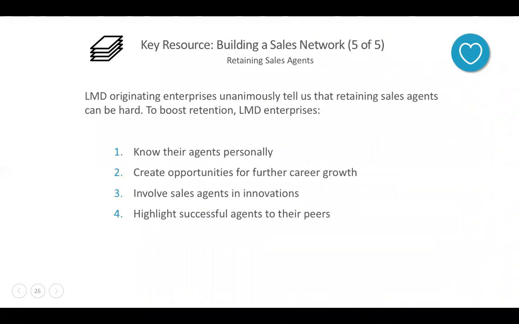The last topic in building a sales network is retaining sales agents. LMD enterprises unanimously tell us that retaining sales agents can be hard. To boost retention, LMD enterprises know their agents personally, create opportunities for further career growth of their agents, involve sales agents in innovations, and highlight successful agents to their peers.